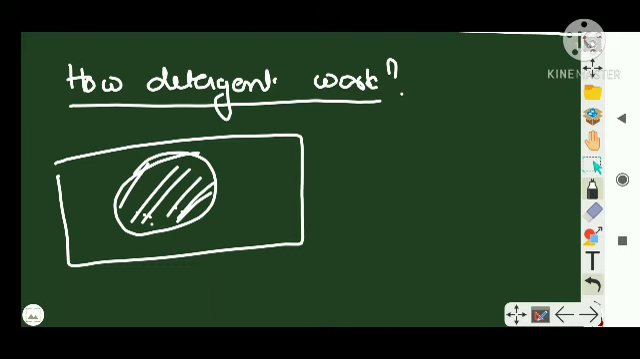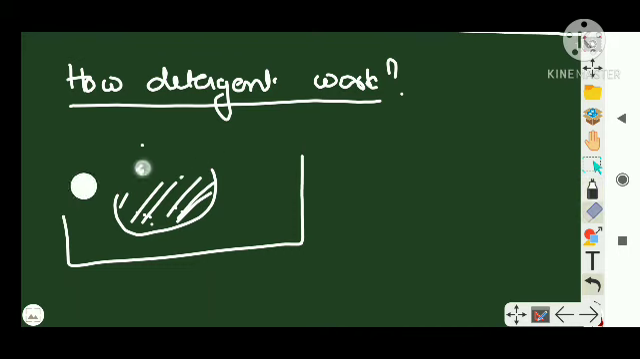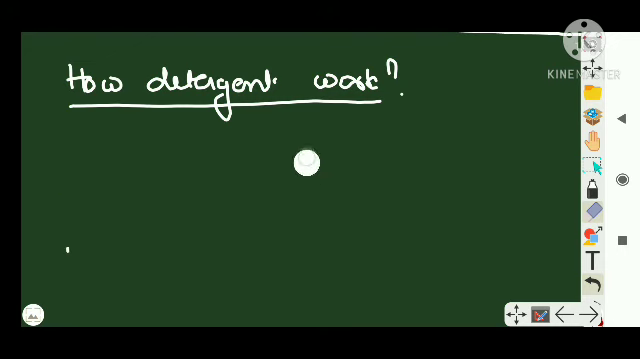Now what is the shape of detergent? It is just like a hairpin. I believe you have learned a little bit about how detergents work in chemical form in your chemistry. If not, you will learn later on. Here we are not going to learn about the chemistry, we are going to deal with the surface tension part.